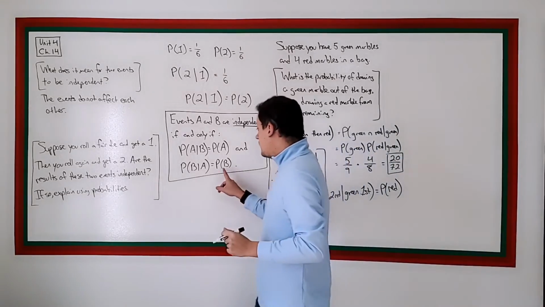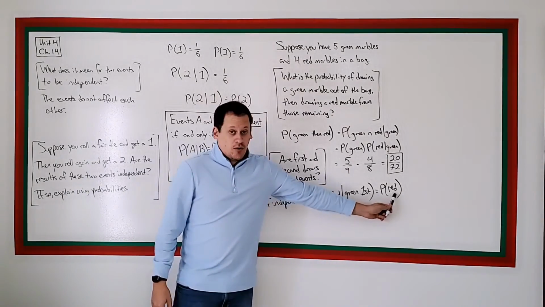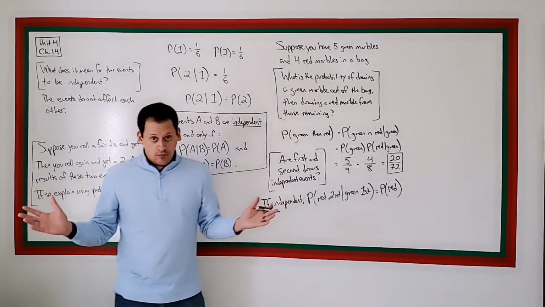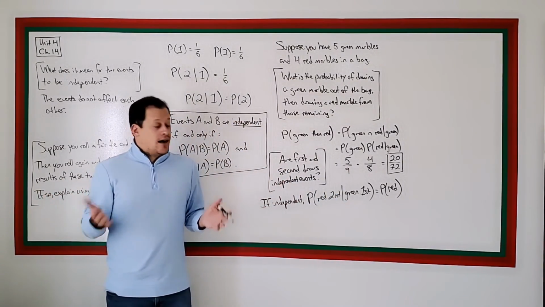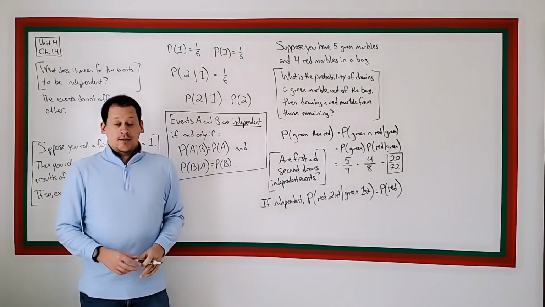And really, if we're considering it by itself, this is just the probability of getting red out of the bag from the very beginning. If these two events are independent, then this should be true. Is it?